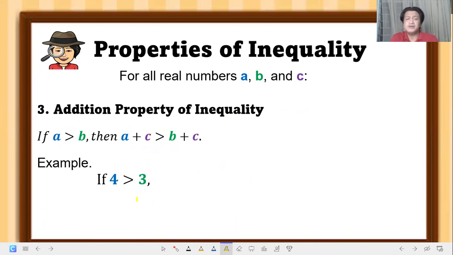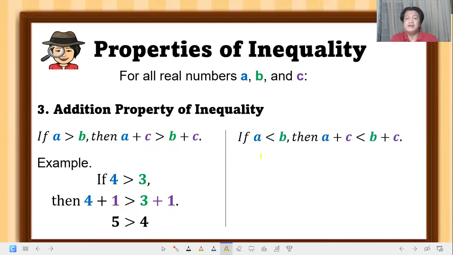Okay, example natin. If 4 is greater than 3, let's say mag-add ako both sides of the inequality by 1. Pag in-add mo yan, greater pa rin yung 4 plus 1 compared dun sa sum ni 3 plus 1. Kaya that is 5 is greater than 4. Okay, let's have another example natin. Kapag less than naman, same pa rin siya. If A is less than B, then A plus C is less than B plus C. Kung makapansin natin, nag-add pa rin ako ng C, same number yan on both sides of the inequality.